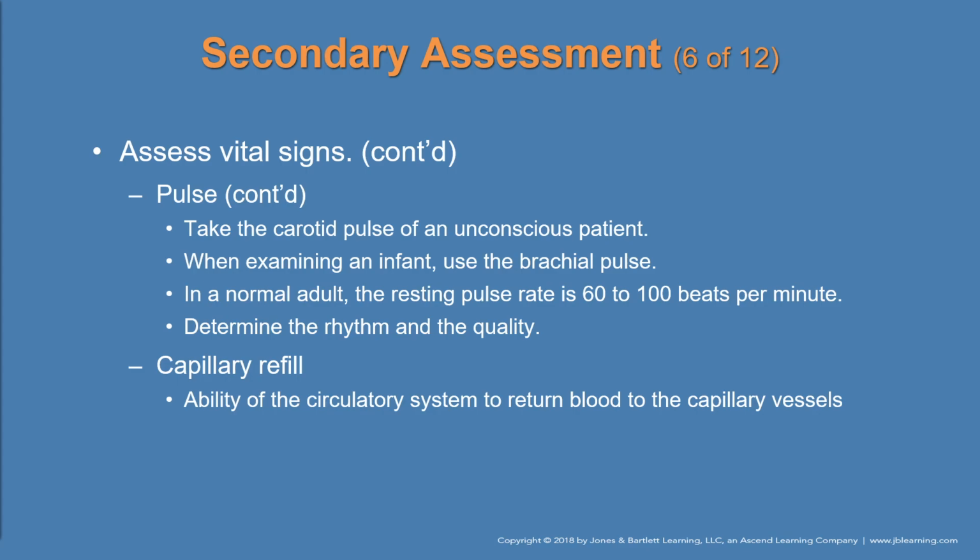And we'll get plenty of practice doing this. A normal heart rate for a normal adult human is 60 to 100 beats per minute. And this is a normal resting heart rate.